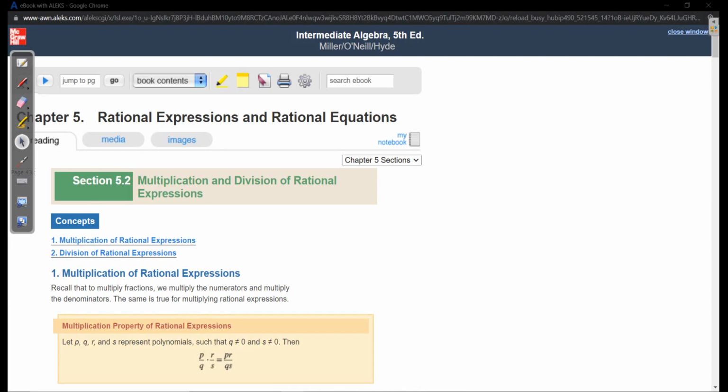All right, today we're talking about Chapter 5, Section 2, Multiplication and Division of Rational Expressions. This is a super duper short section.